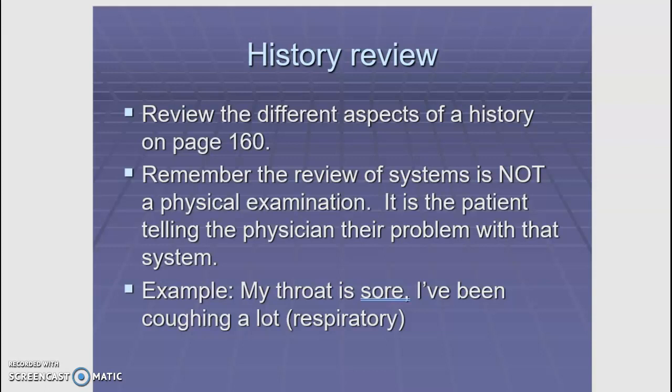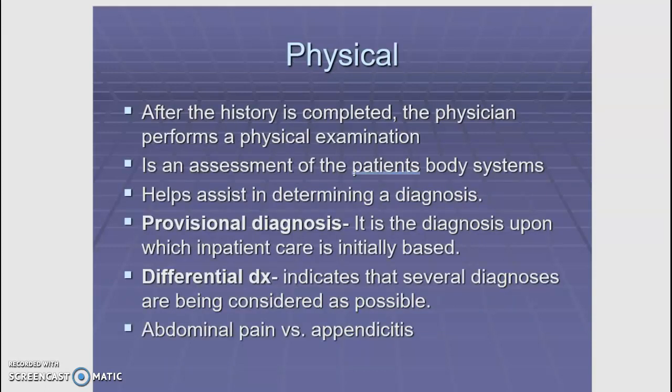That's the examination. So after the history is completed, the physician will do a physical exam. They are going to assess the body systems, and this will help determine a diagnosis. So again, you could have a provisional, which is what initially they come in for. Differential, again, abdominal pain versus appendicitis.